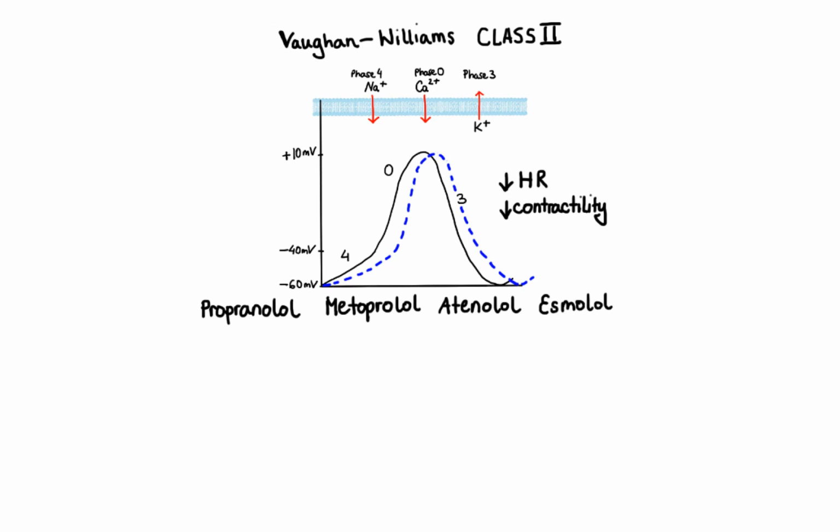Now, esmolol, unlike the other beta blockers, is somewhat special in that it's given intravenously in emergency acute arrhythmias. And the reason for that is that it has a fast onset of action and very short half-life, which allows it to be titrated rapidly when necessary. So the bottom line is that beta blockers are a good choice for treatment of arrhythmias provoked by increased sympathetic activity. And if you want to learn more about them, check out my other videos about adrenergic receptors and beta blockers.